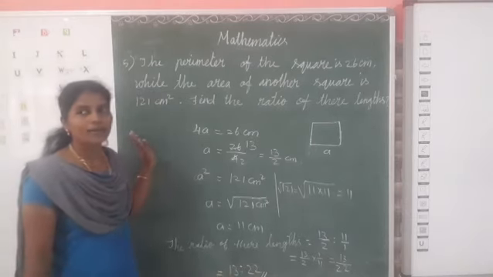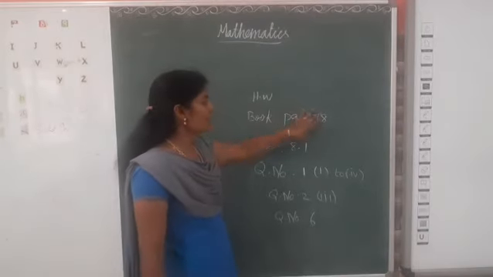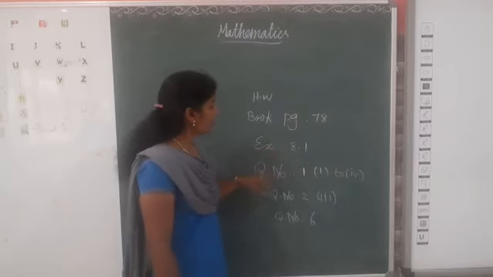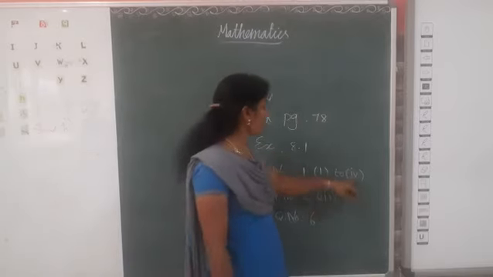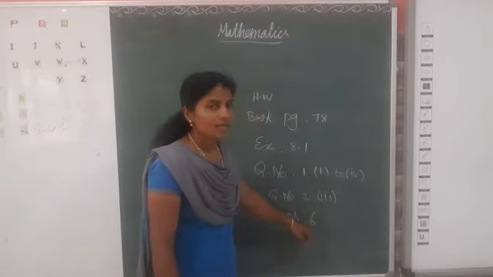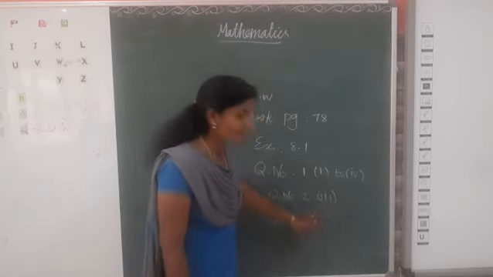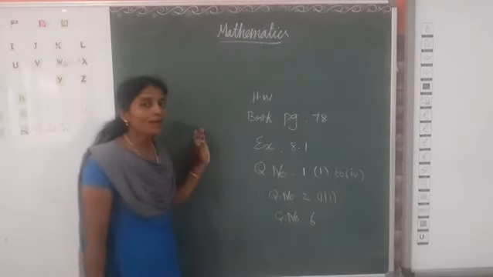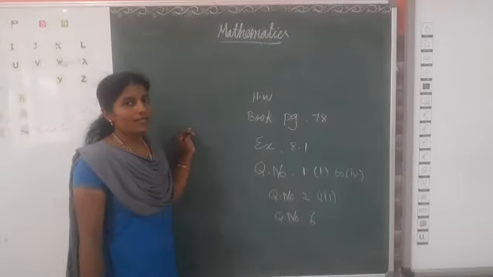Okay, today's homework, book page number 78, exercise 8.1, question number 1, 1 to 4, then question number 2, 3rd question, number 6, 6th question. These are the homework, we can continue next class.